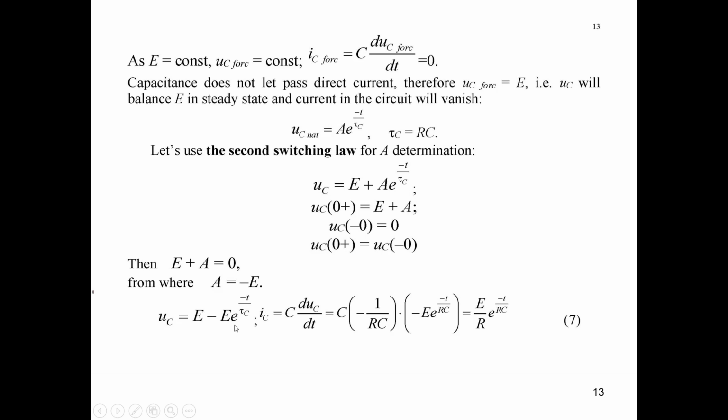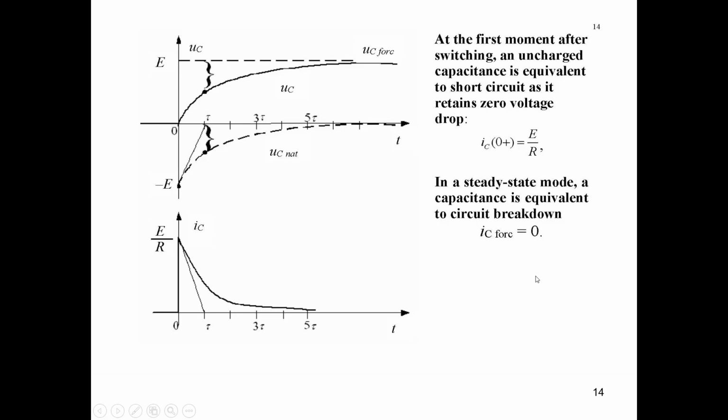E multiplied by the exponential function minus t over RC, and it should be multiplied also by the derivative of the argument. It will be minus 1 over tau C, or 1 over RC. Here C and C are cancelled, and minus and minus will give us plus, and we will have here E over R multiplied by the exponential function of minus t over RC.